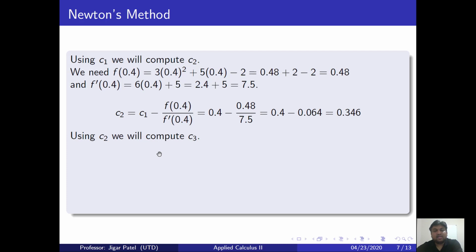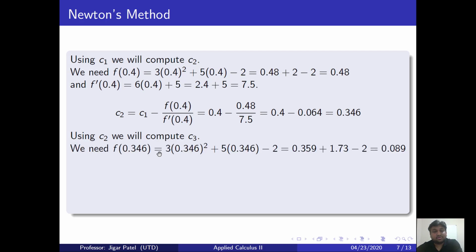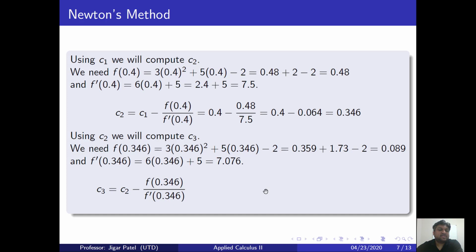Let's calculate it. As I said, it's an iterative formula like Euler's method, nothing tricky. It's all just computation. F at 0.346: 3 times 0.346 squared plus 5 times 0.346 minus 2. We get 0.359 plus 1.73 minus 2, and the final outcome is 0.089. F prime at 0.346 is going to be 7.076.